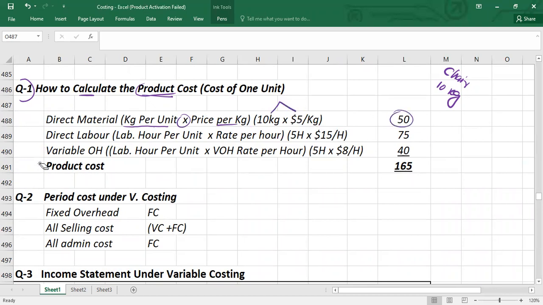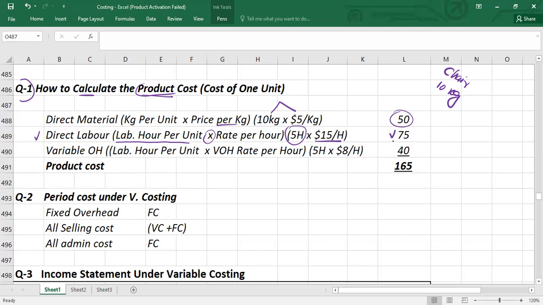Then you have to write direct labor cost. How will you write labor cost? Labor hours per unit. Let's assume, to produce one chair, we need 5 labor hours. And these hours we have to multiply with the rate per hour. Let's assume the rate per hour is $15, which we are paying to the labor. So 5 times 15, it's going to be 75.